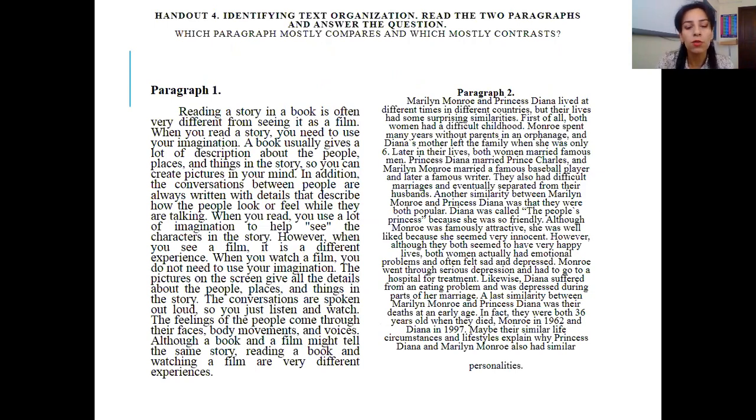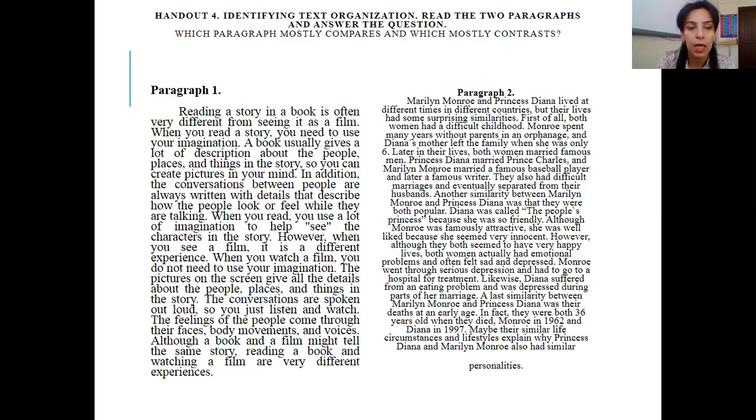Now, I would like to draw your attention to the two paragraphs, which is identifying text organization. So, read these two paragraphs and answer the questions. We have to analyze which paragraph mostly compares and which paragraph mostly contrasts.